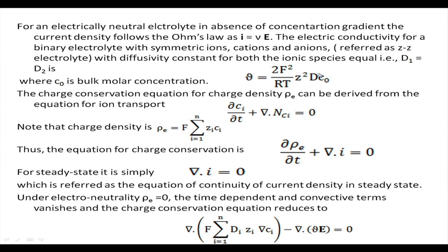Now, if you have a ZZ electrolyte, that is D1 equal to D2, one can write nu as governed by that relation, which can be simplified. C0 is the bulk molar concentration. Next, we will talk about the other part later.